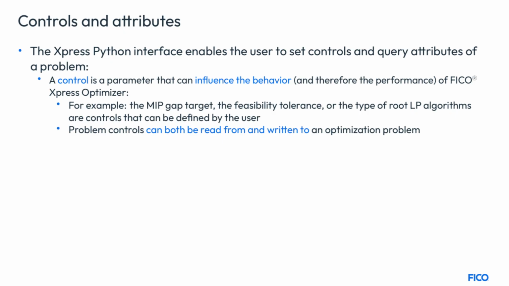Xpress Optimizer allows the user to read and set global and problem-related controls, and to read problem attributes using its Python interface. A control is a parameter that affects the performance of the optimizer and can be both accessed and set by the user. For example, the optimality gap target, the feasibility tolerance, or the specific algorithms applied by the solver are examples of controls that can be either read or written to.